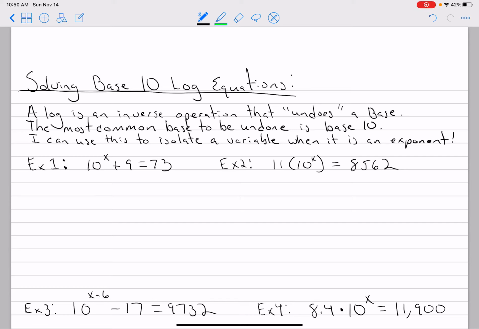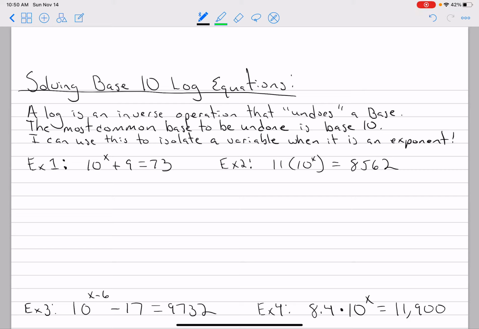Got to give the people what they want. The people want to talk about these log equations. Man, it's a Sunday morning. I'm feeling good on these streets.